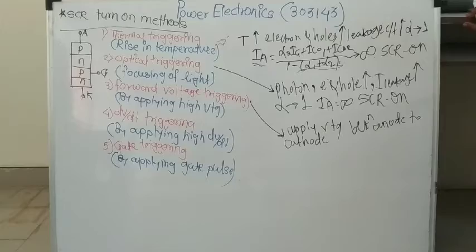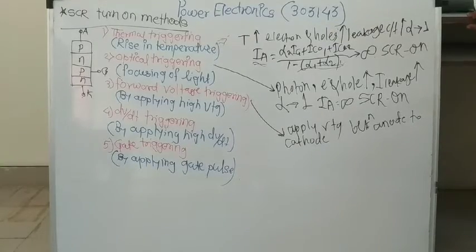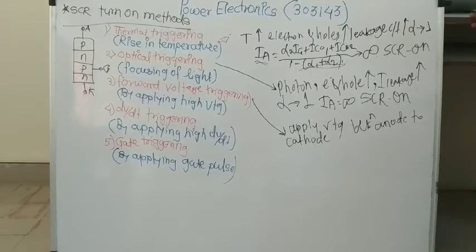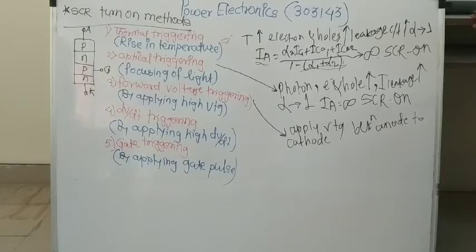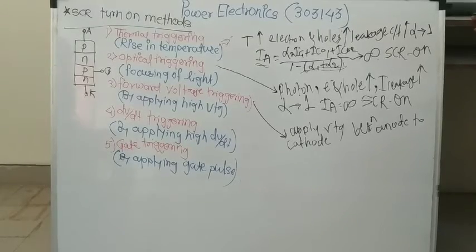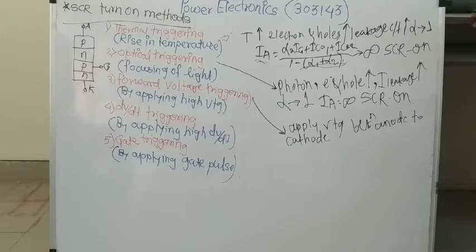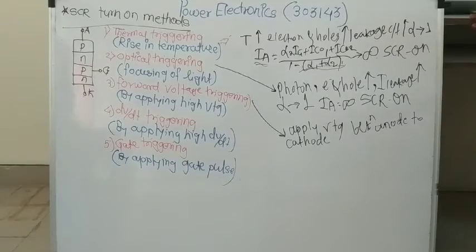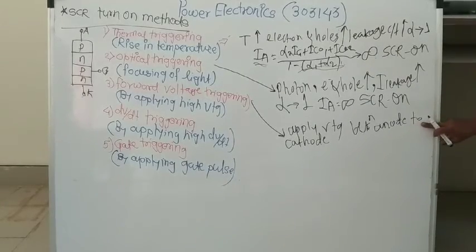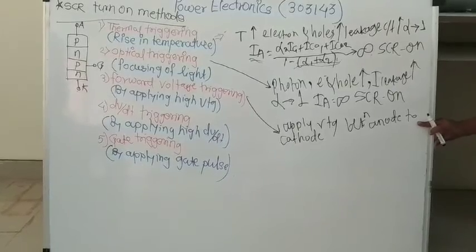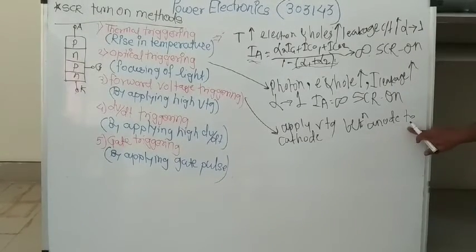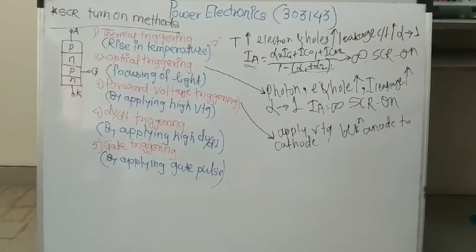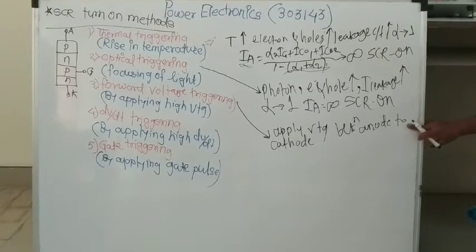Now, in this case, what happens? We have to increase the anode to cathode voltage until the SCR gets turned on. And for turning it on, your applied voltage should be equal to or higher than the breakover voltage. After that, your SCR gets turned on. Hence, it is necessary to apply a very high voltage between anode and cathode, and this high voltage may damage your SCR. Hence, it is not a proper turn-on method.